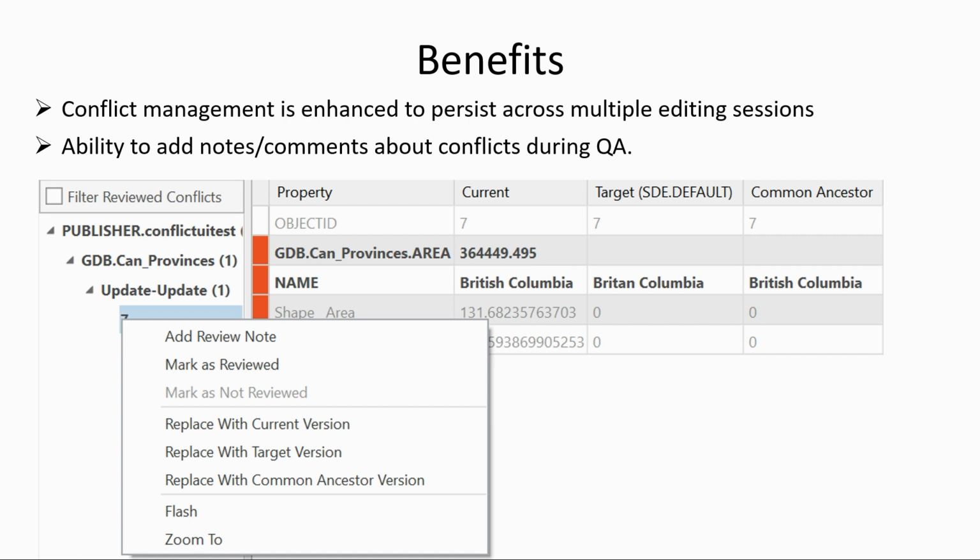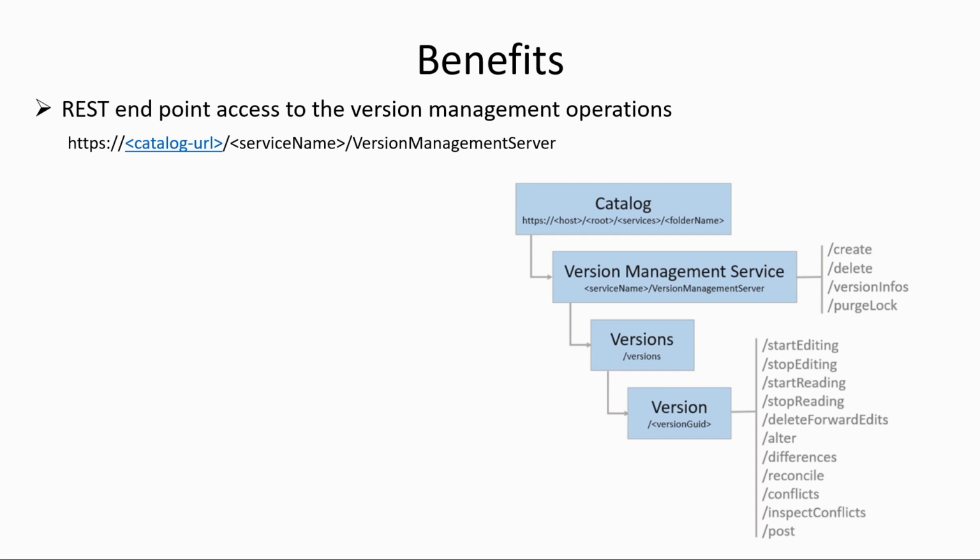Also, with branch versioning, conflict resolution can occur over multiple sessions. You can also add notes, comments, mark a conflict as reviewed during your QA process. The REST endpoint has different methods that can be used to perform versioning operations. Eric will go in depth on these and also provide code snippets on how these can be used.